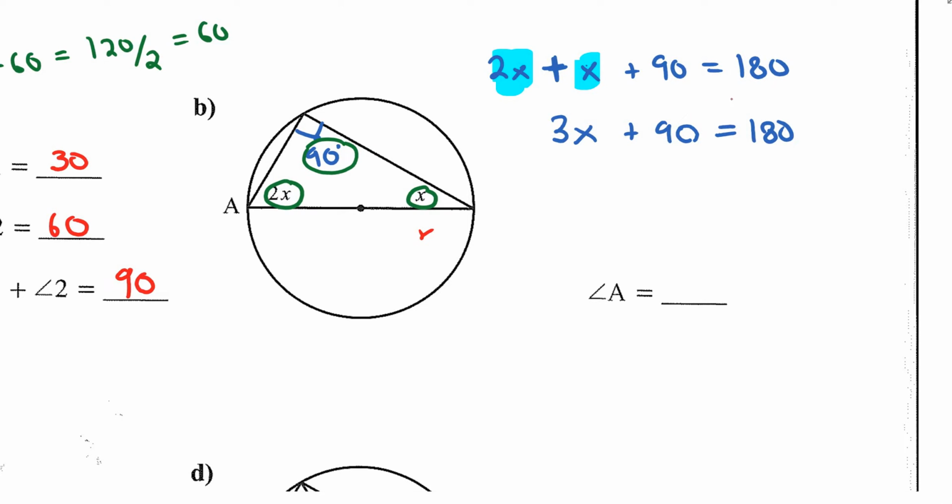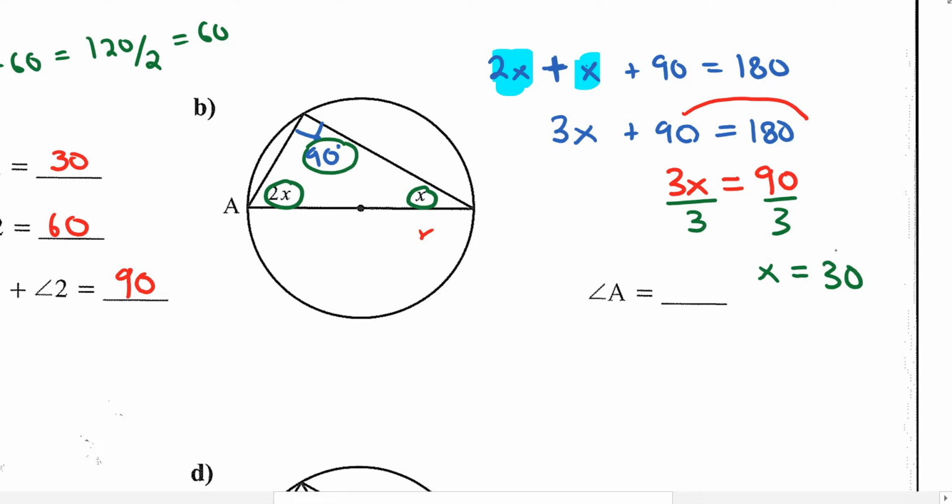And then if I bring the 90 over, 180 minus 90 is going to be 90 degrees. And then I have a 3x there, and then I can divide both sides by 3. That means x equals 30. Okay, so let's go back to the original problem now. This is going to be 30 degrees. And then if I double x, 30 times 2, that's going to be 60 degrees. And then that will give you the full 180 degrees there. So angle A is going to be 60 degrees.